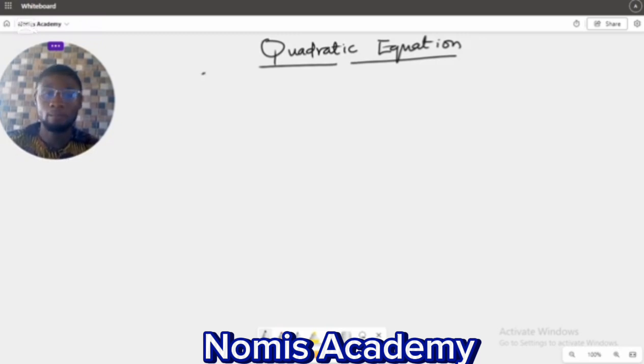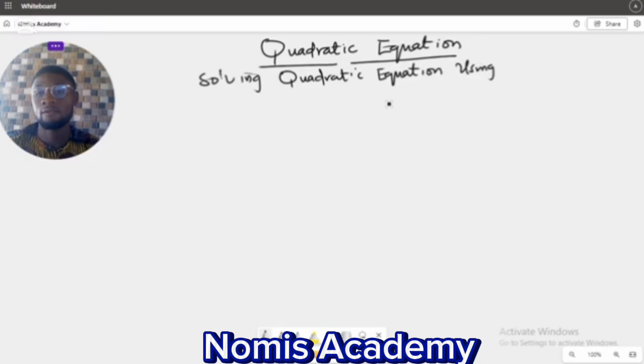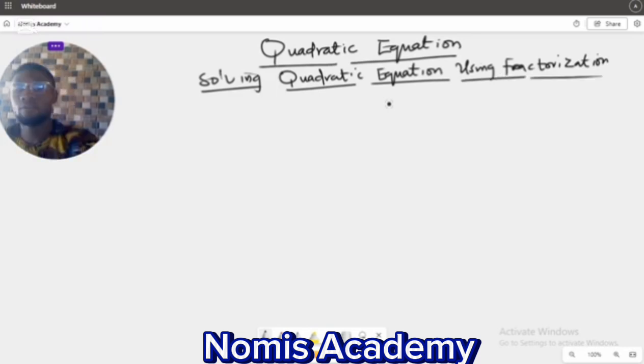Solving quadratic equation using factorization method. So using factorization method, let's take some other examples.